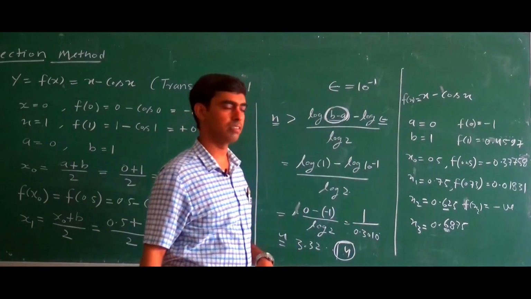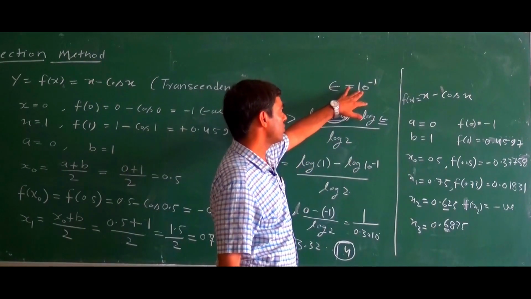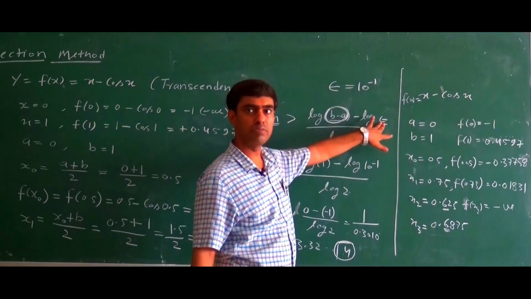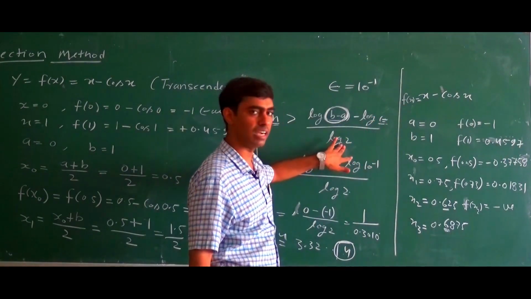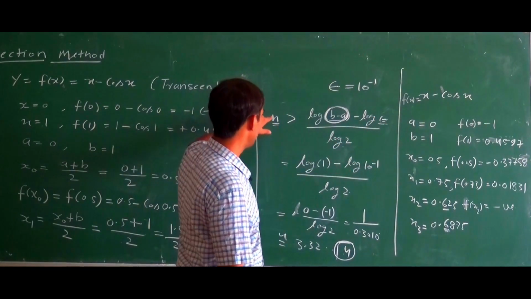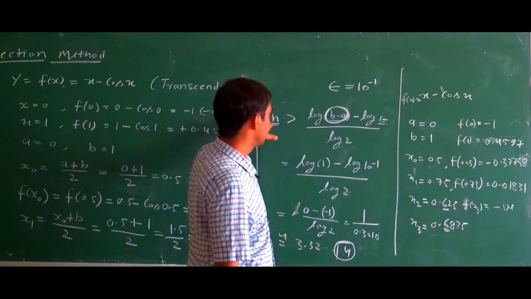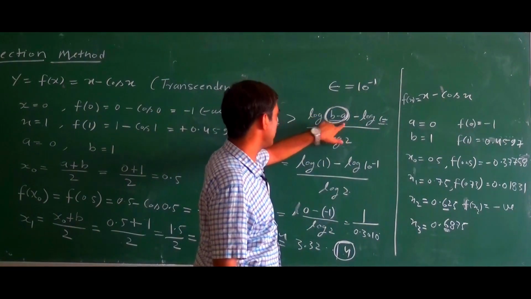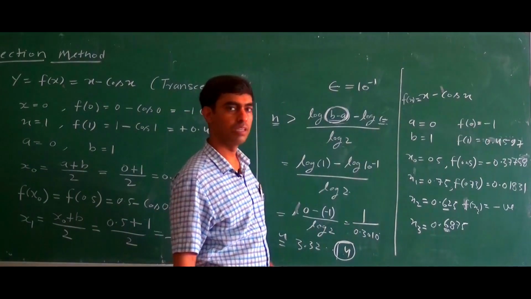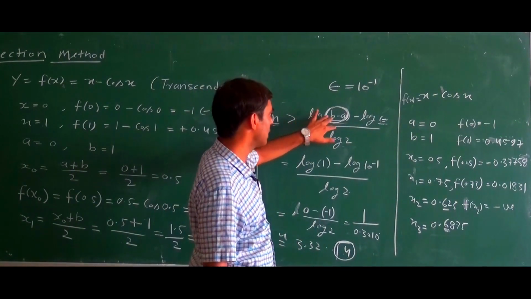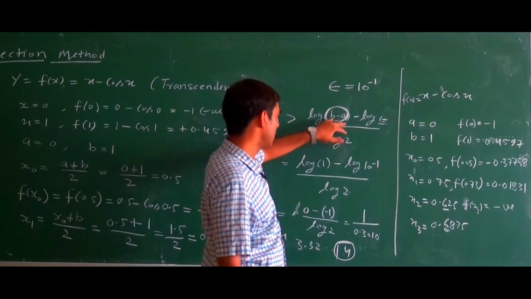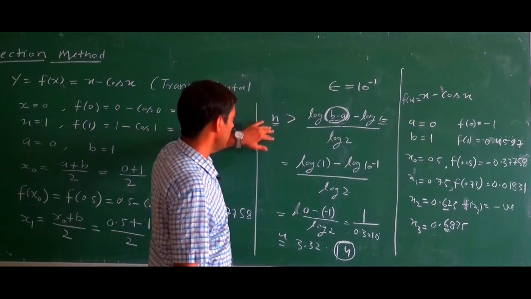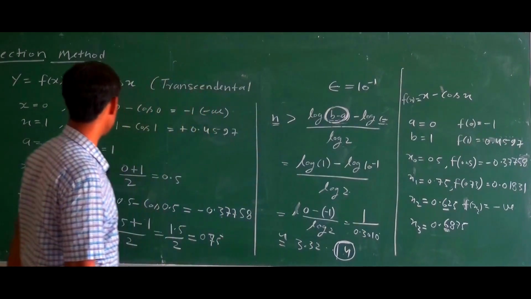You have already fixed that we try to find the root correct up to 4 decimal places. If this is fixed, this is a constant. So if this varies, then n also varies. As the difference between a and b is larger, n is also larger.